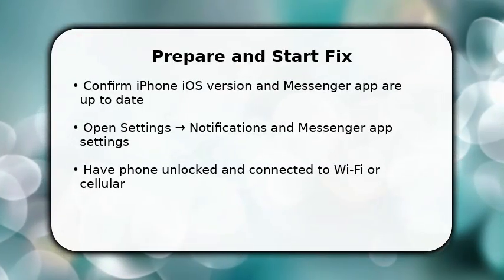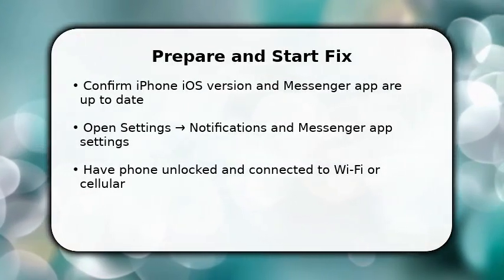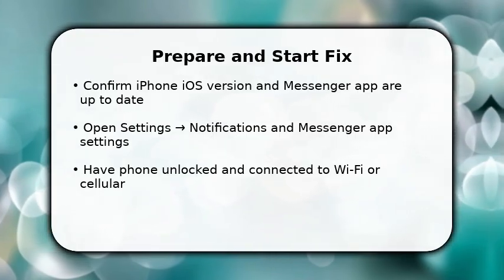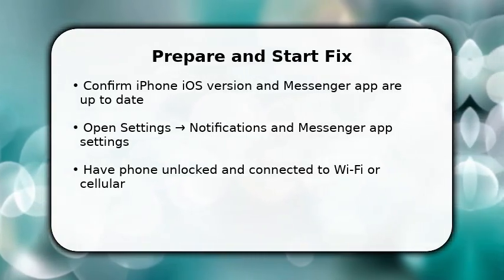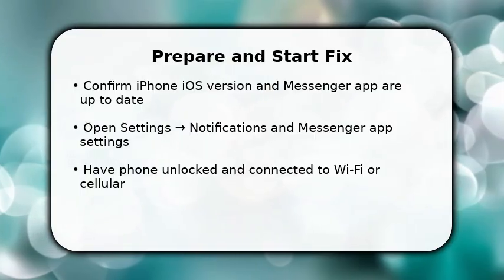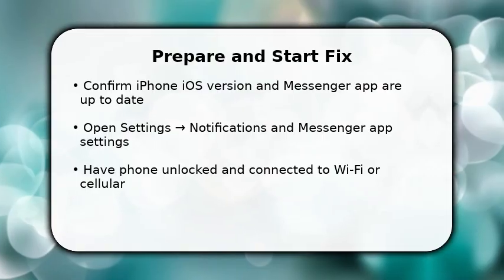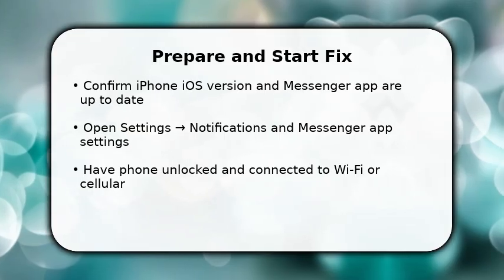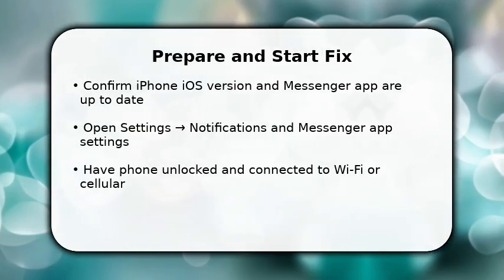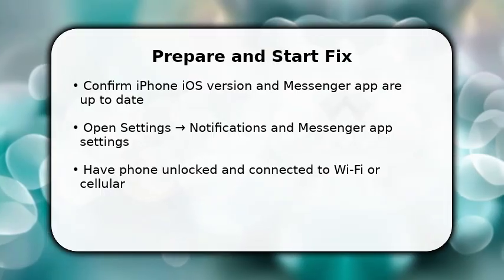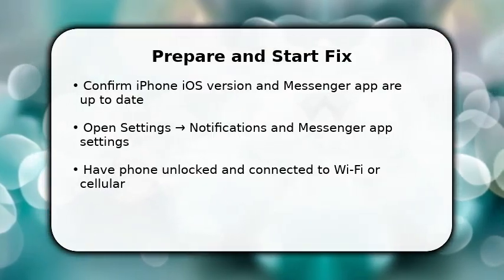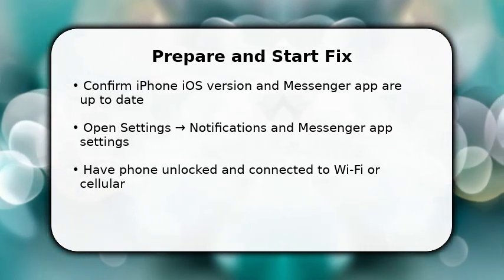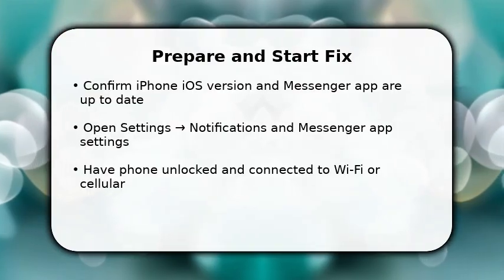You begin by confirming updates because outdated software often blocks sounds. First, check iOS and Messenger for updates. Install any pending updates. Once done, open iPhone settings, tap notifications, then locate Messenger. This is where system-level controls live. Make sure Do Not Disturb and Focus modes are off, then verify the hardware volume and mute switch. These initial checks eliminate common causes, so you can proceed to deeper notification controls without wasting time on trivial fixes.